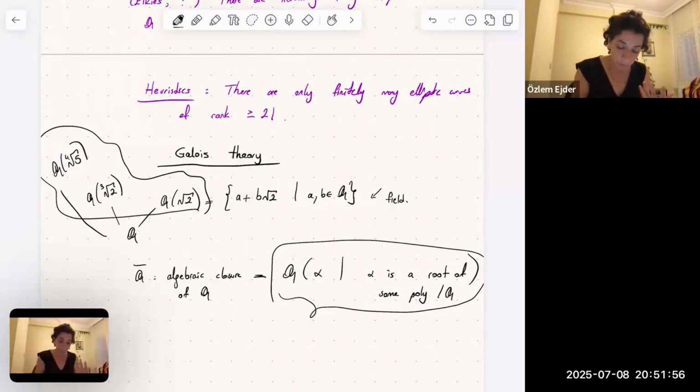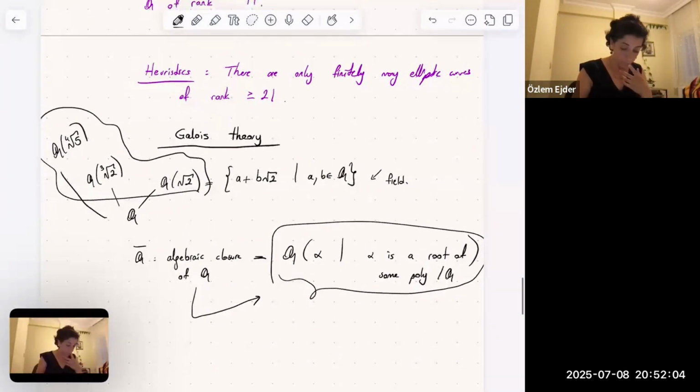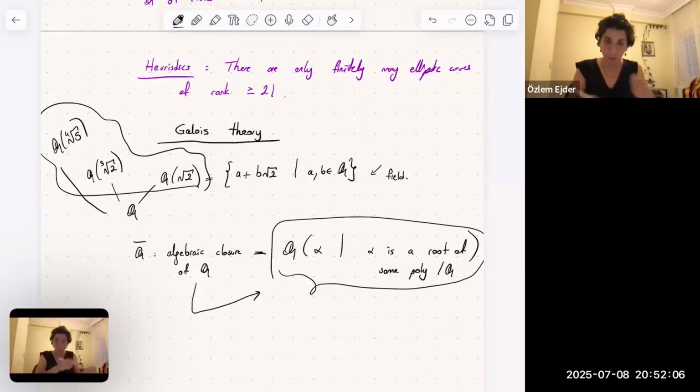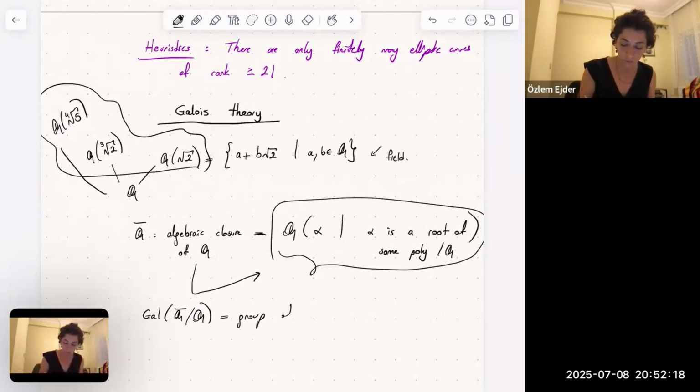Now, since the elements of this set, or this field, are all roots of some polynomial that is defined over Q, I can look at the symmetries of this. What I'm going to call the Galois group, this is called the absolute Galois group of Qbar over Q. So this is the group of symmetries of Qbar, fixing Q.